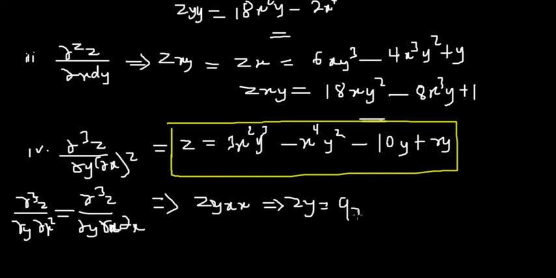9x squared y squared. And then when you move to this point, we have 2x to the power 4 y, and then we have minus 10x, from here. Now let's proceed.